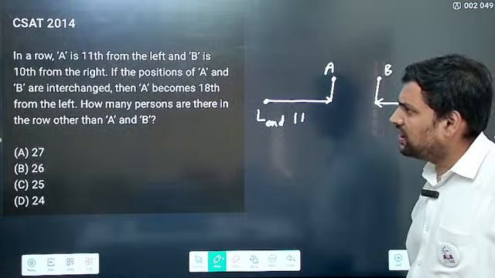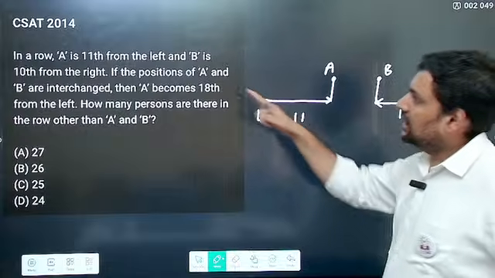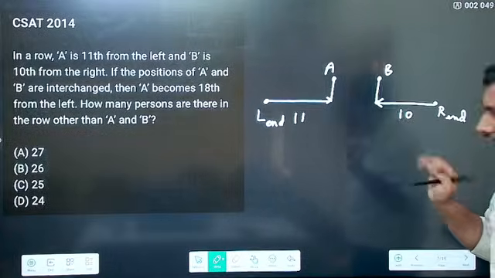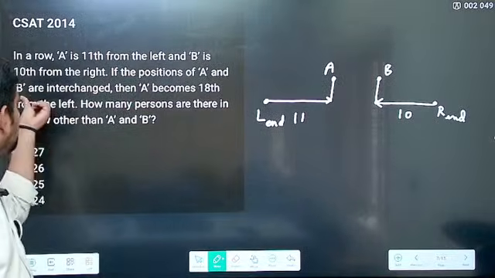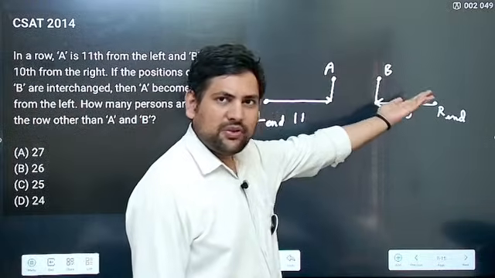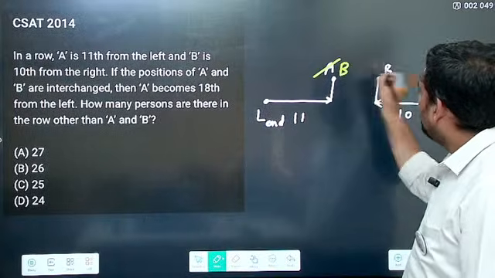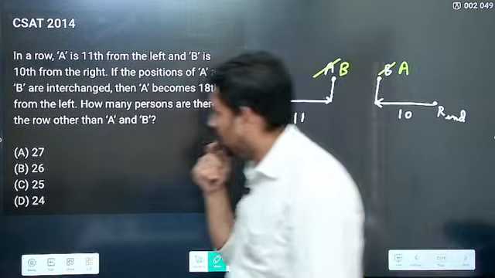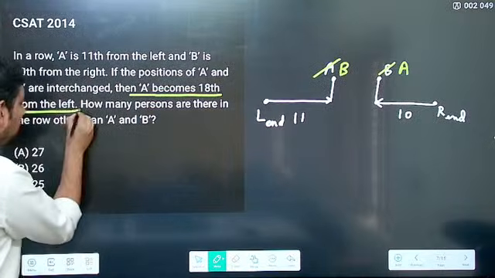Okay, so what I have drawn here? I have drawn that in a row, A is 11th from the left. Then B is 10th from the right. So from the right, B is 10th. Correct? Now it says if positions of A and B are interchanged. That means in place of A, you will get B, and in place of B, you will get A. So let's interchange them. So this becomes B and this becomes A. Now this is the new A.